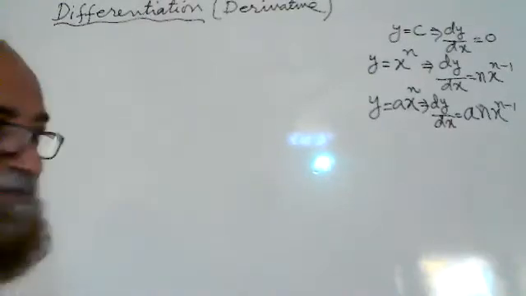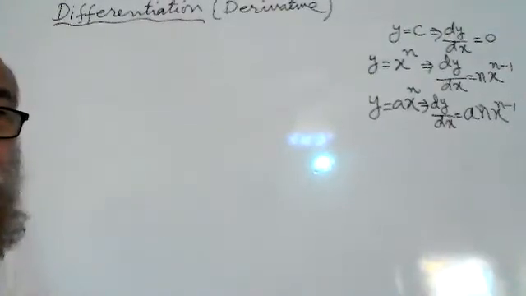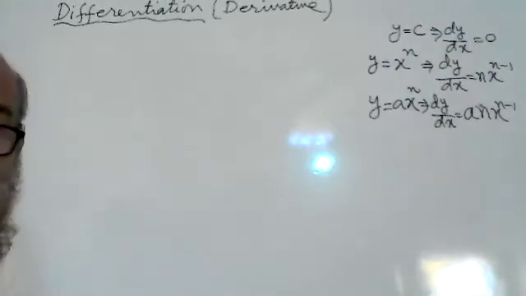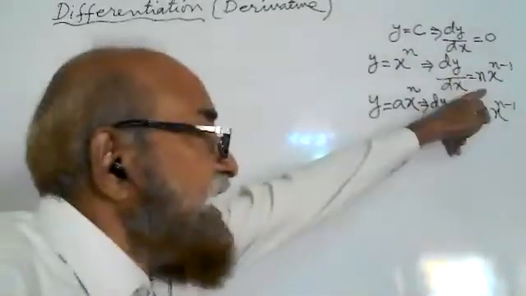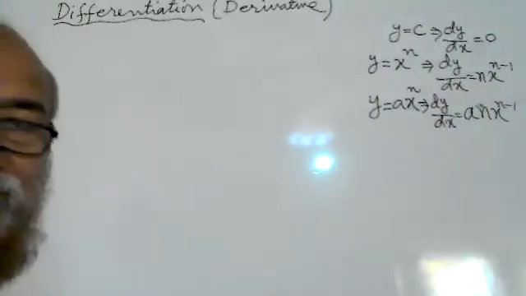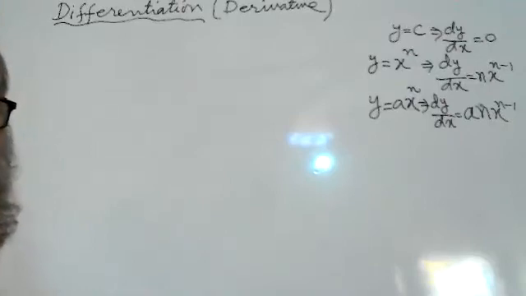Similarly, if it is a fraction, x raised to power 1/2, then 1/2 will come down, and x will be raised to power 1/2 minus 1. So 1/2 minus 1 becomes -1/2. So 1/2 into x raised to power -1/2 is the answer.